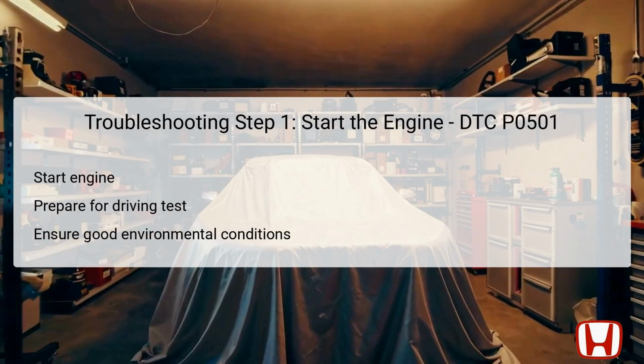The first step in troubleshooting DTC P0501 involves starting the vehicle's engine to establish a baseline for diagnosis. Starting the engine allows for the activation of the transmission system and the sensors involved in speed detection. It is crucial to ensure that environmental conditions are appropriate for safe driving. This means considering traffic and road conditions before proceeding.